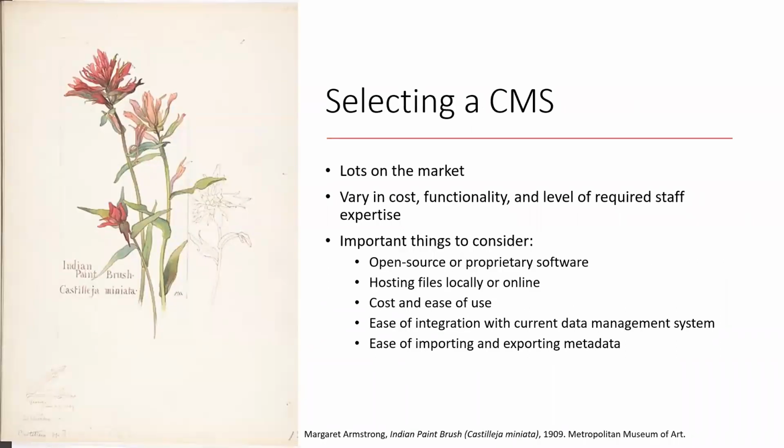So in the second webinar in this series, I introduced the importance of a collection management system, and I've mentioned that again here today. I do want to say a few words on selecting a CMS, since these systems are so important for maintaining metadata and collection information. So there are lots of options on the market that vary in cost, functionality, and level of required staff expertise. Some important things to consider when you're comparing options are whether you prefer an open source or proprietary software, whether you want to host your digital files locally or online, the cost and ease of use, how easy it is to integrate with your current data management system, and how easy it is to import and export metadata. All of these considerations can help start to narrow down your options.